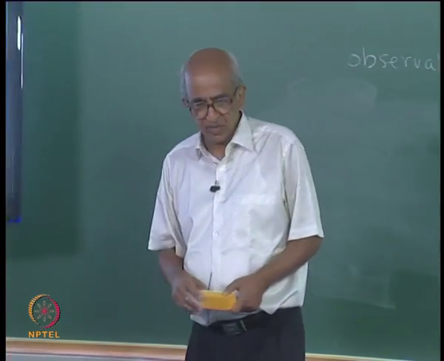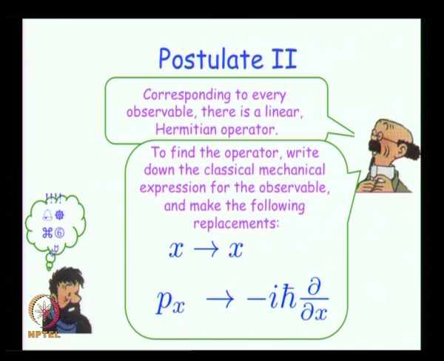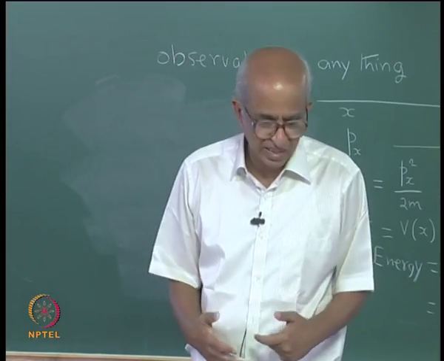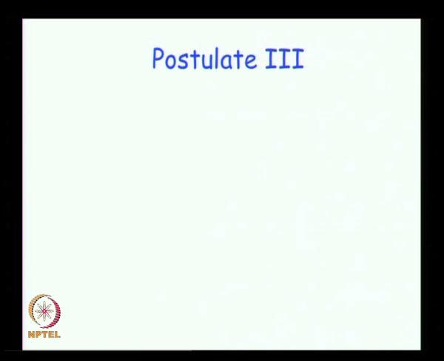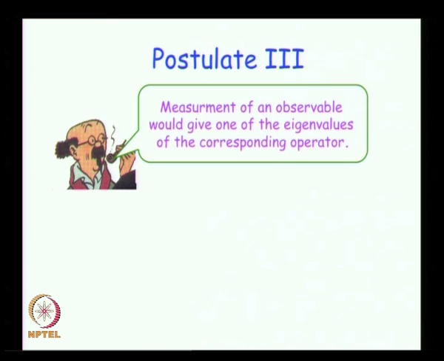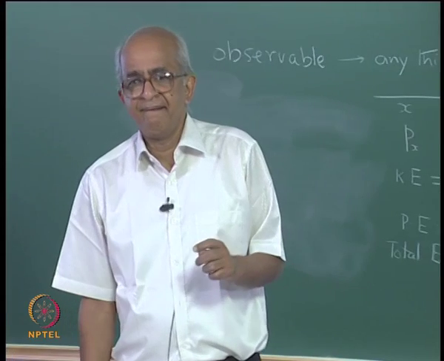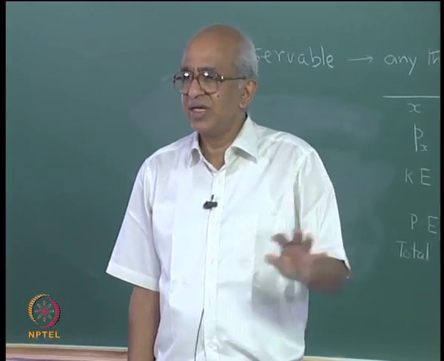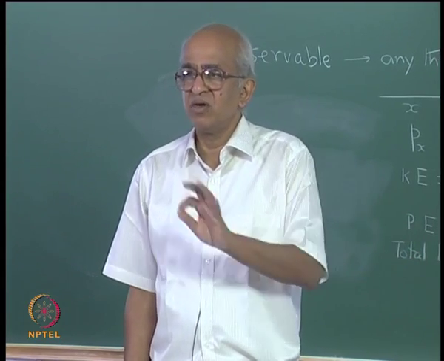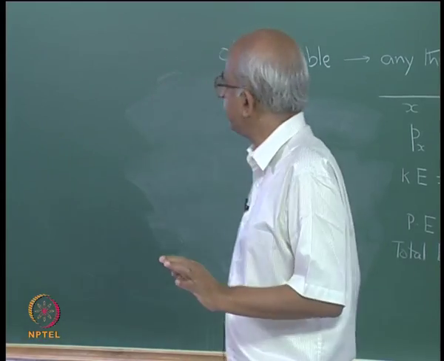Now, this is the second postulate. What it has said is that if you have any observable, there is an operator. But then in the lab, what do we do? We make a measurement, and so we have the next postulate, which talks about measurement. It says that suppose you make a measurement of a particular observable, then the answer will always be an eigenvalue of the corresponding operator. This is the postulate.